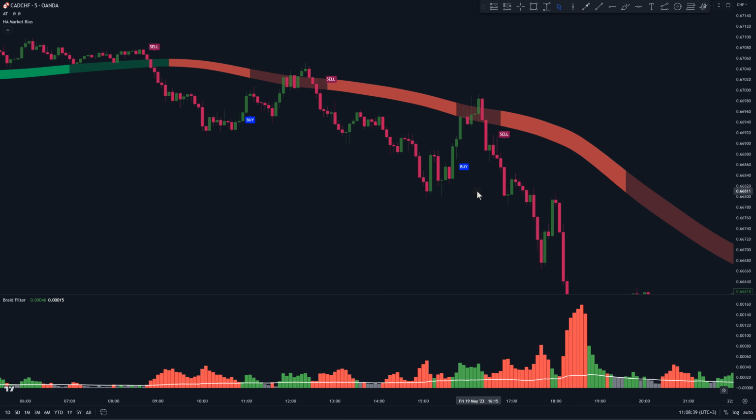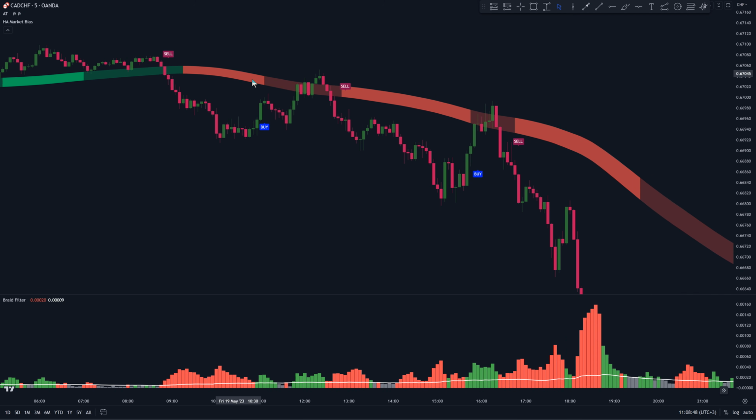For a short trade, this trend ribbon of the market bias indicator should change color from bright red to dark red to indicate a pullback in a bearish trend. After the pullback, we want a sell signal to be printed by the Alpha Trend indicator. This becomes our signal candle. Lastly, on that signal candle, we want the volume bar of the braid filter indicator to be colored red, and it should also be above this white moving average.